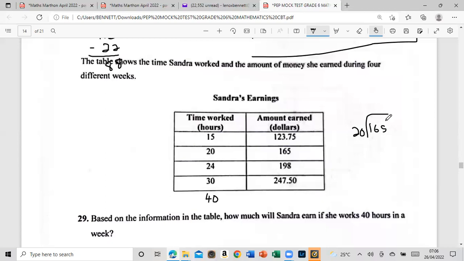That's 8. So let's go. 8 times this is 160. All right, so this is going to leave 5. So this will be 5.2. And then the 14. All right, so the rate for this one is 8.25. We'll just check, so 24 times.